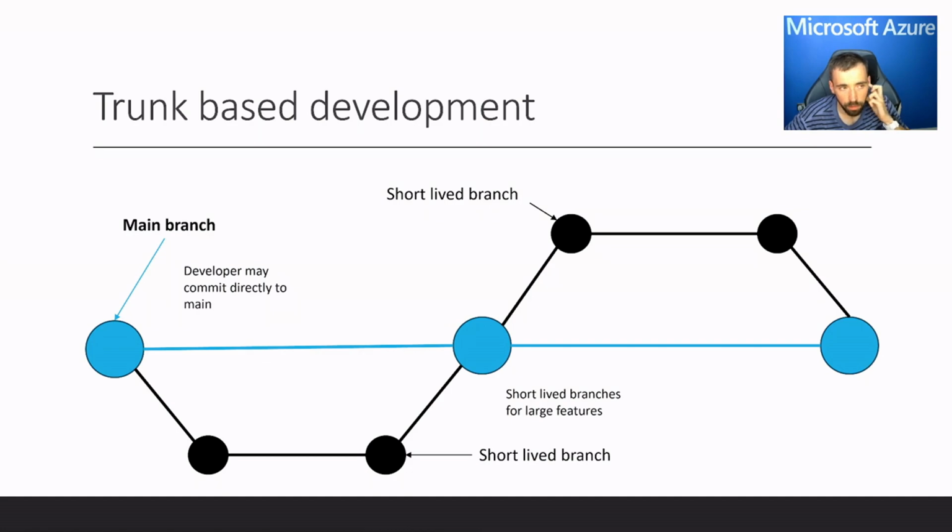So this is a visual representation of trunk-based development. We've got the main branch. The developer may commit directly to main. We then have short-lived branches here. So we do still use short-lived branches, as I mentioned, for the more complex or bigger changes. This then gets merged into main again. And then we've got another short-lived branch. So it's a combination of committing directly to main and creating short-lived branches.